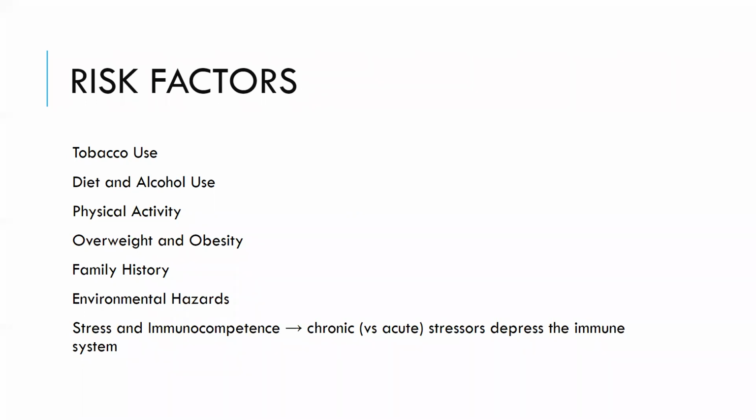Just to reiterate and summarize, stress can depress the immune system, specifically though chronic stress. Acute stress is not going to have a significant impact on the immune system. Chronic stress, however, will. And remember that stress isn't causing cancer. It is instead depressing the immune system, limiting the immune system's ability to do its job, which is increasing the likelihood that a cancerous cell will be able to mutate and spread.